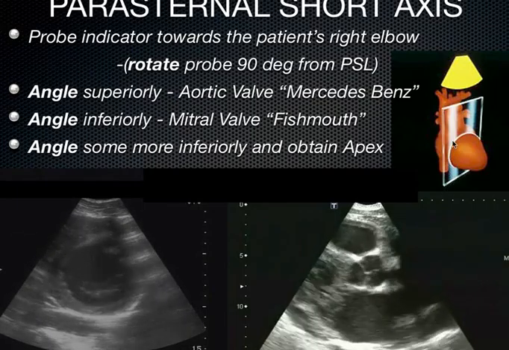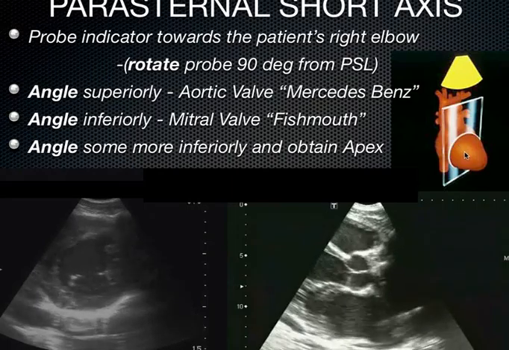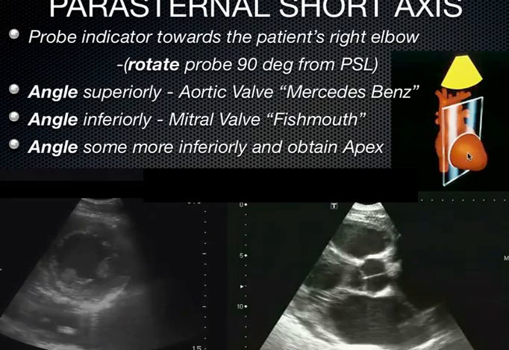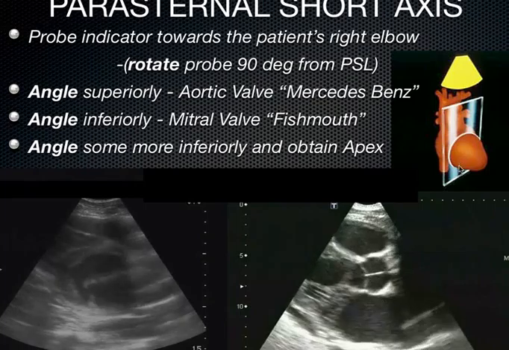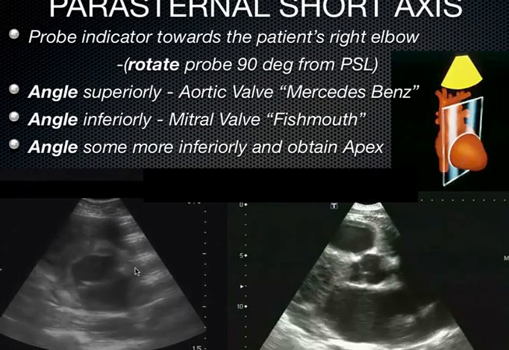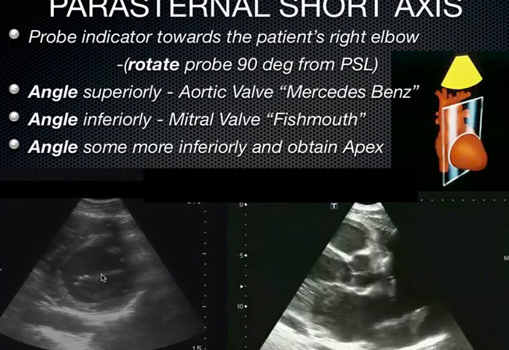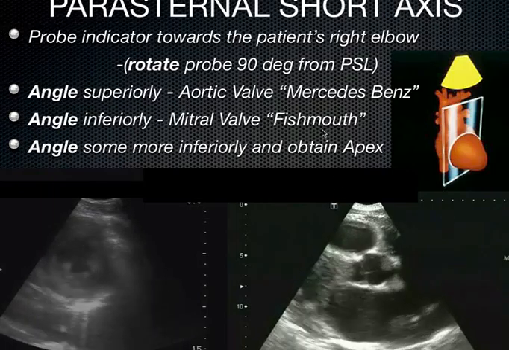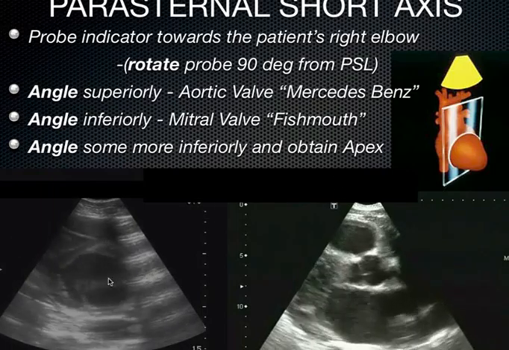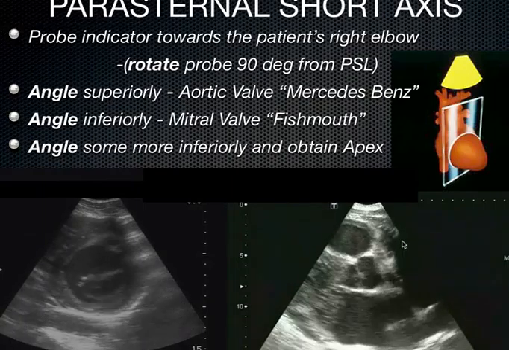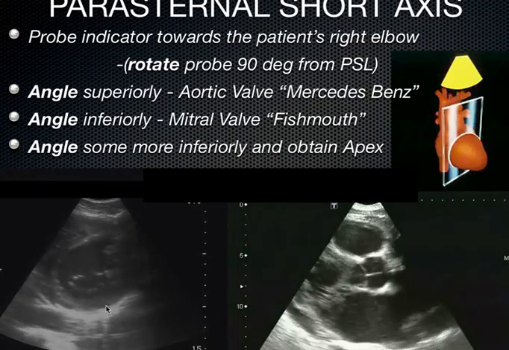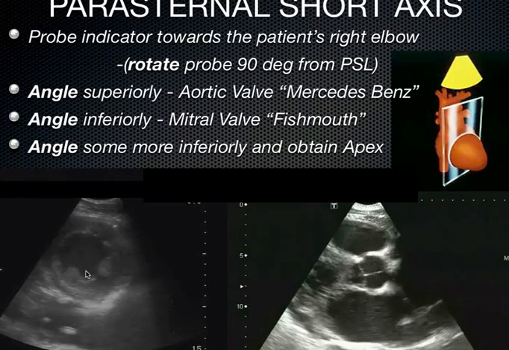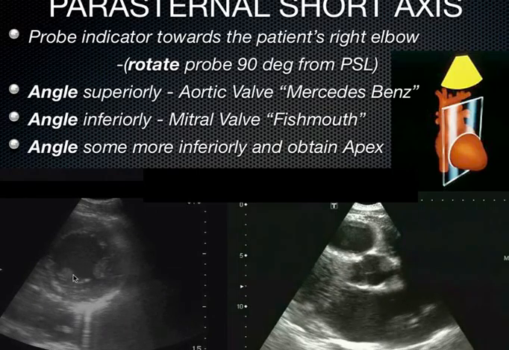Now, if you were to take the sound and walk it down more distally, or you can angle it inferiorly is another way to think about it, now you're going to be over a different valve. This is the mitral valve here, and that mitral valve is what we sometimes refer to as the fish mouth view. You see the little fish mouth opening right there. Then eventually you go down even more inferiorly and you'll get to where the papillary muscles are right here. In fact, that's a good example of the mid-pap view. It's down towards the apex.